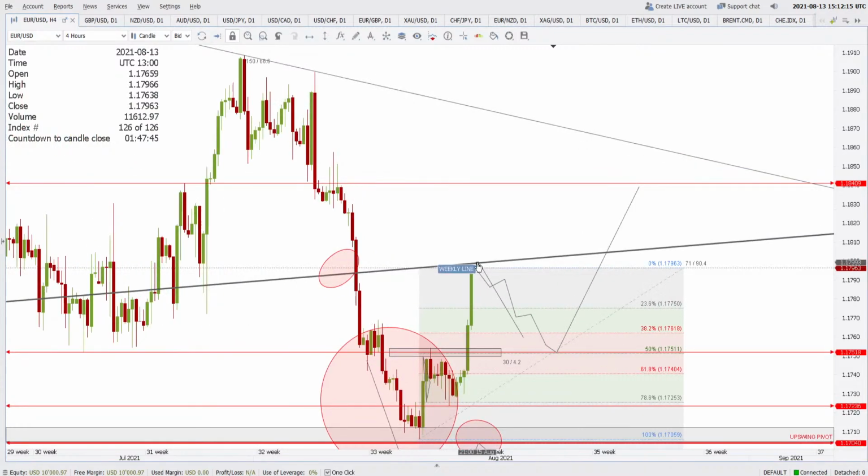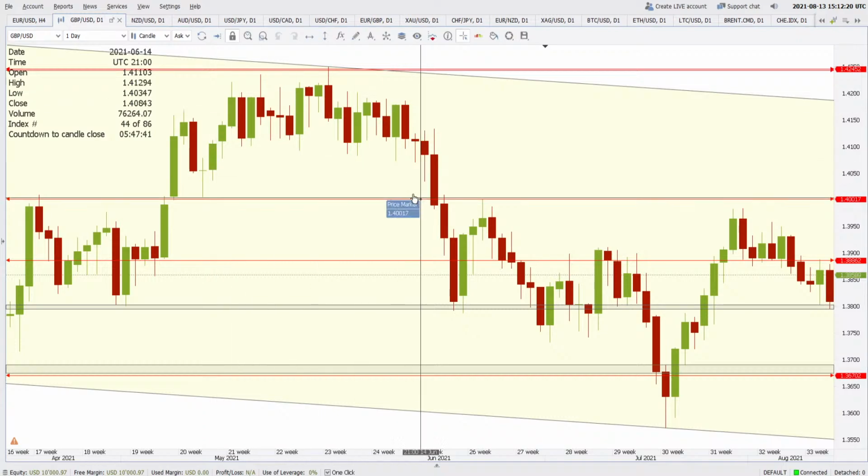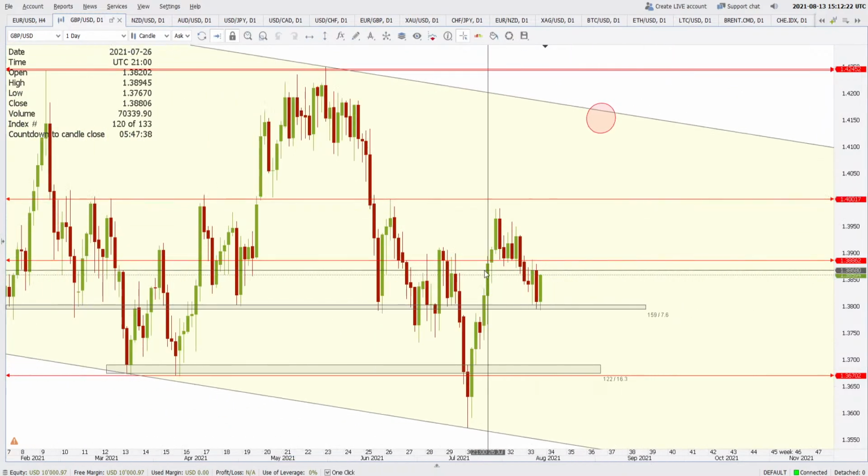But on the upside we have this resistance, on the downside we have support at 1751. With this we are finished with the euro. Any further questions you can ask in the chat.